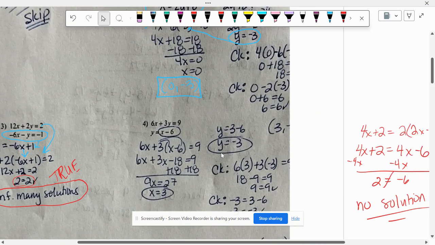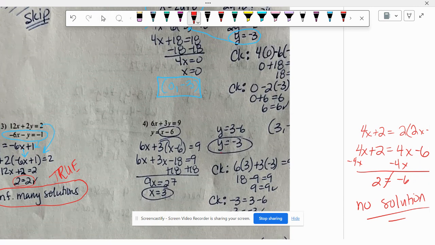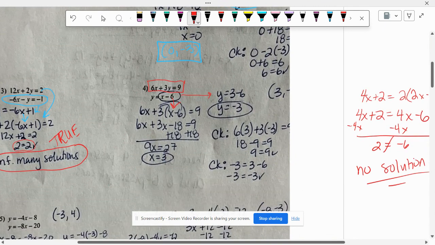For number 4, y is already isolated. y equals x minus 6. So I took equation number 1 and I plugged that in. When I solved, I got x equals 3. Then I took equation number 2 and plugged in 3 for x, and I got y equals -3. So the solution to my system is 3, -3.